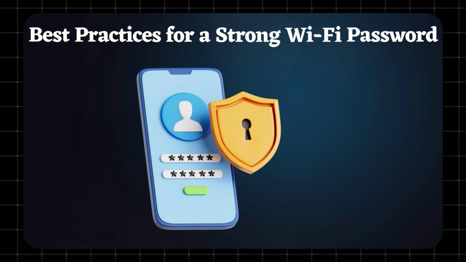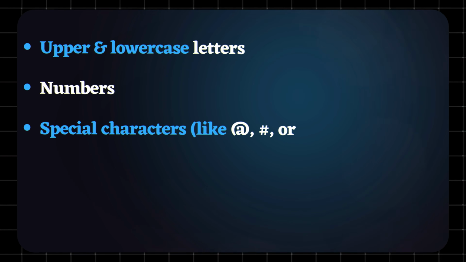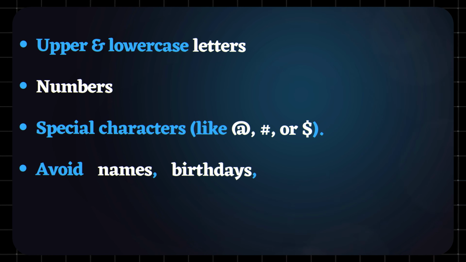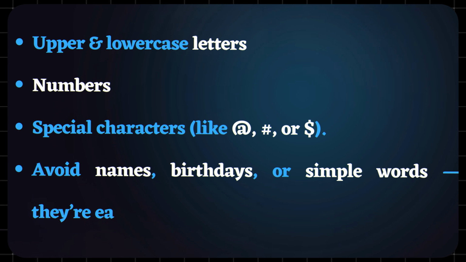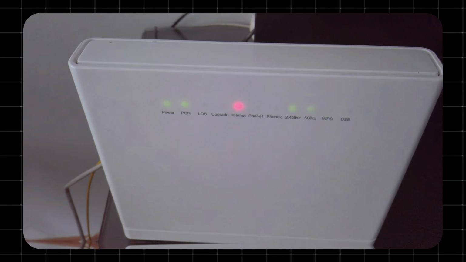Best practices for a strong Wi-Fi password. Use a mix of upper and lowercase letters, numbers, special characters like @, #, or $. Avoid names, birthdays, or simple words. They're easy to guess. And that's it. Your T-Mobile Wi-Fi password is updated and secure.